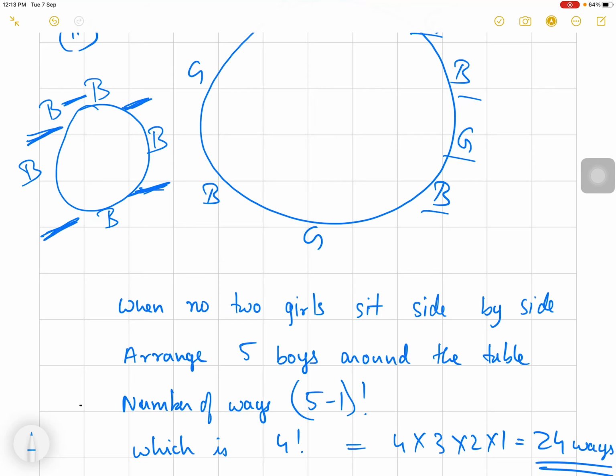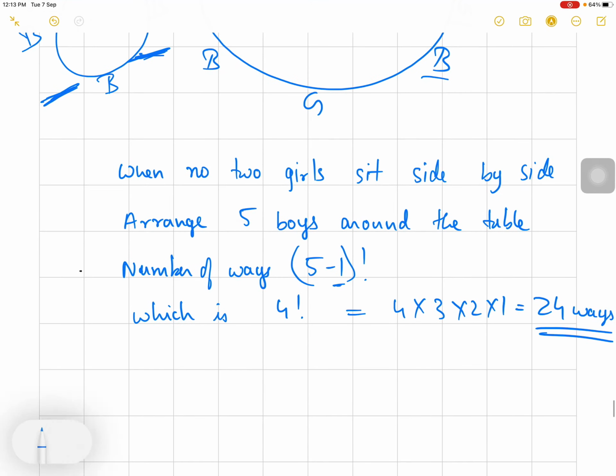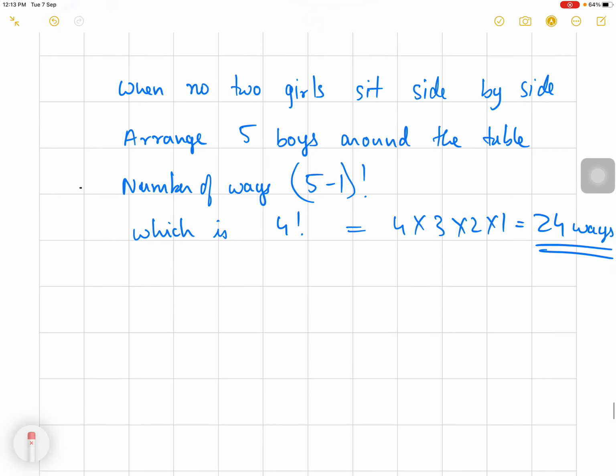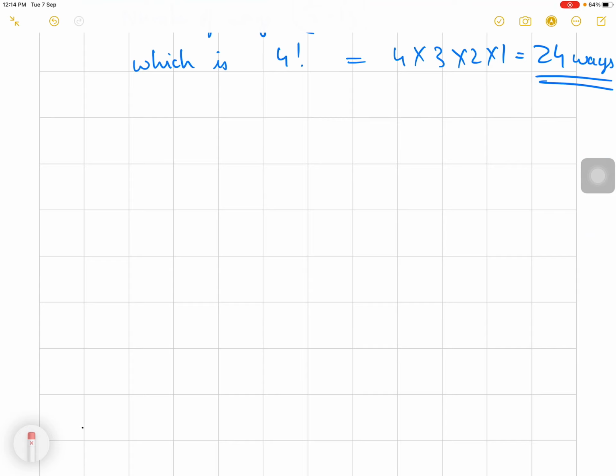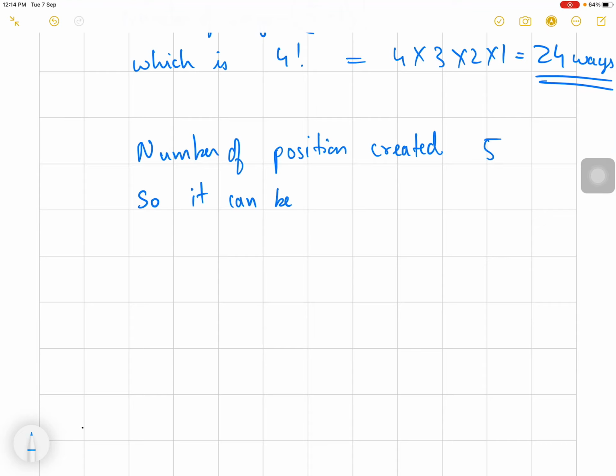Boys are sitting where there is no end. Girls are also sitting in a round, but you have already subtracted 1, so you will not subtract 1 again. For the boys there are 4 factorial ways because there is no starting point. Now for the girls, 5 places are created. The number of positions created is 5. After the boys sit, there are 5 places created, so it can be done in 5 factorial ways. You will not do minus 1 again. For the boys you have subtracted 1; for the girls you will not subtract 1 again.